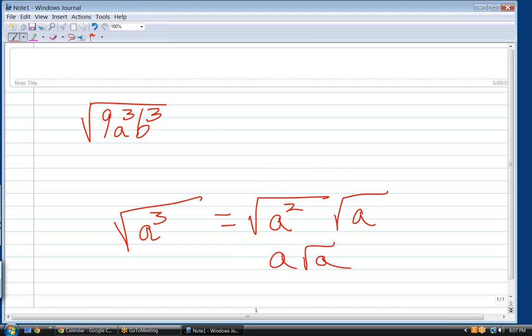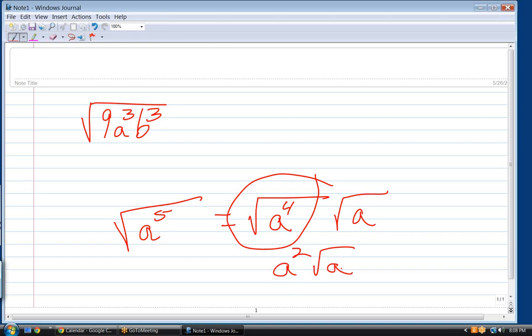If I had a to the fifth, what would it become? A to the power of... Right. You always want to bring out the even powered. I know what that is. What is that? That's a to the power of 2, times the square root of a. In other words, that's how we do variables.